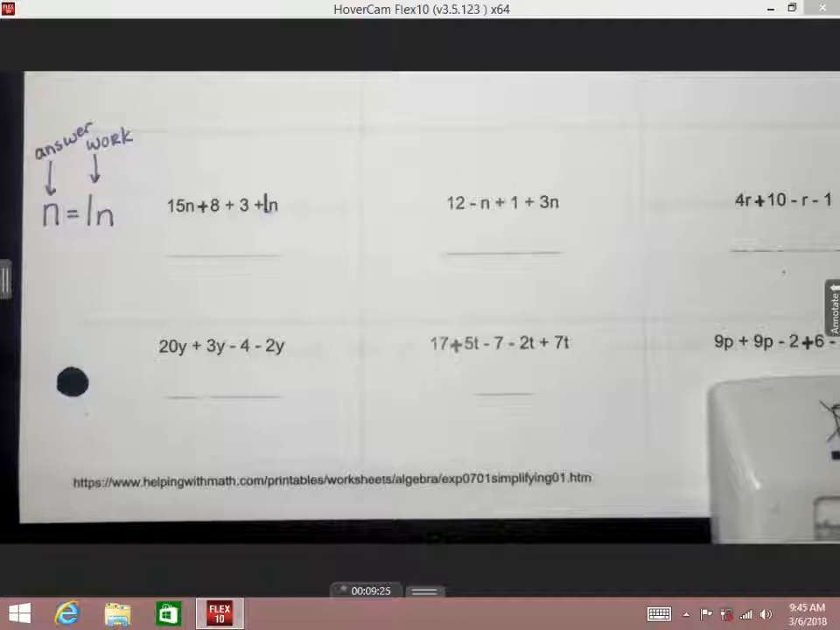All right, so let's do this work. What's my first term on this problem? Ledger, what's my first term?